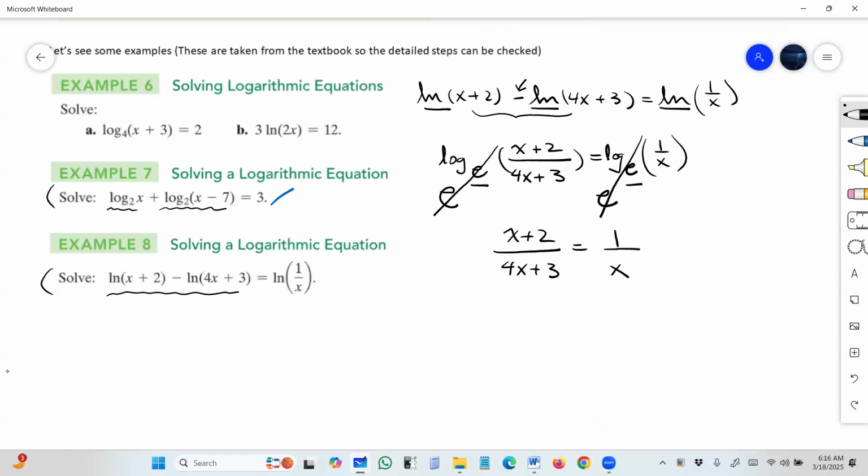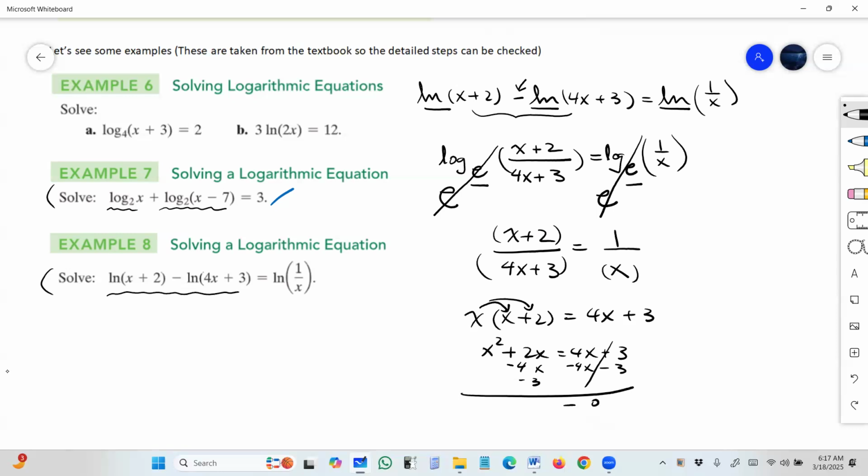You can cross multiply if you want, right? So cross multiply upward. The x is going to multiply the x plus 2, and the 4x plus 3 is going to multiply the 1, which is just 4x plus 3. Now, obviously, distribute the x. And I know that this looks like a quadratic, so I'm going to move everything to the left. So minus 4x and minus 3 on both sides.